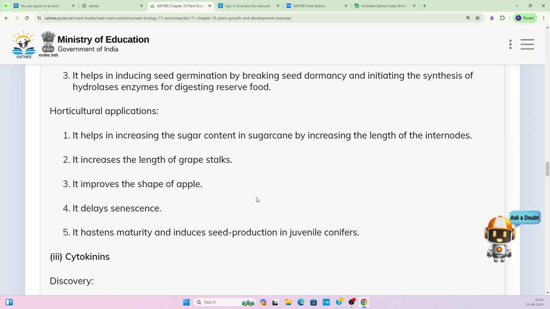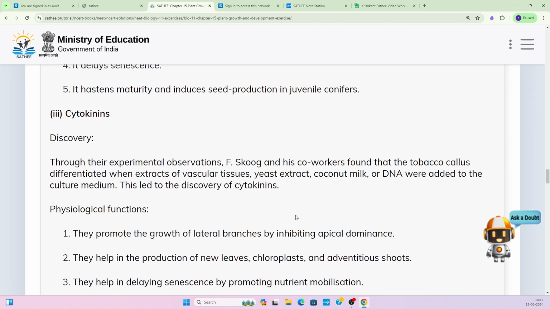It delays senescence, okay, and it hastens the maturity and induces the seed production in the juvenile conifers.